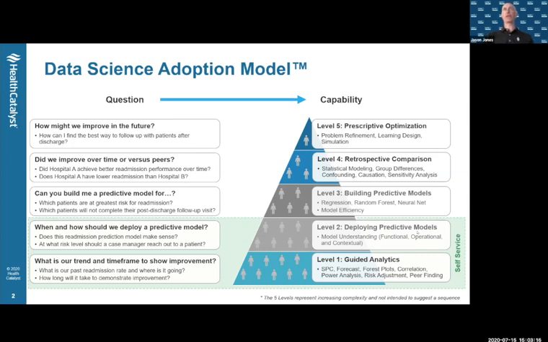At the next level up, we have deploying predictive models. And importantly, you'll see both deploying predictive models and building predictive models are grayed out. And the reason for that is this is the most common question that we get from clients is, help us build and deploy a predictive model. And we love building and deploying predictive models. But it's important to know that you don't have to have a predictive model as part of your solution at all to be using data science.